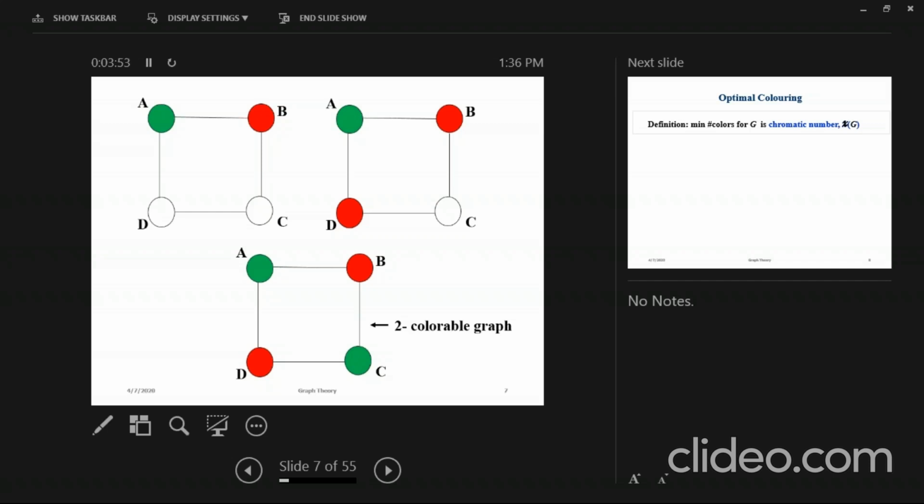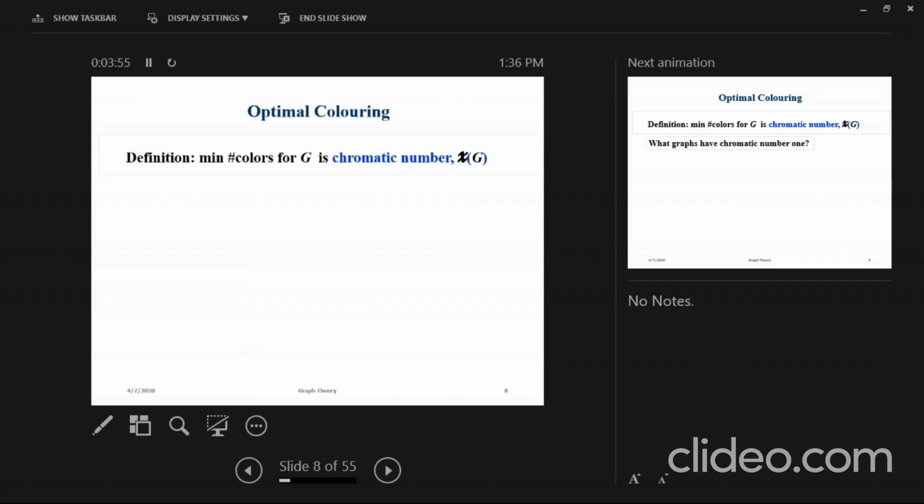Now we shall move on to the concept of optimal coloring. And optimal coloring is nothing but the minimum number of colors which are required to color the graph. It is denoted by the chromatic number of the graph. Here the notation you can see, this is pronounced as the chromatic number of graph G.